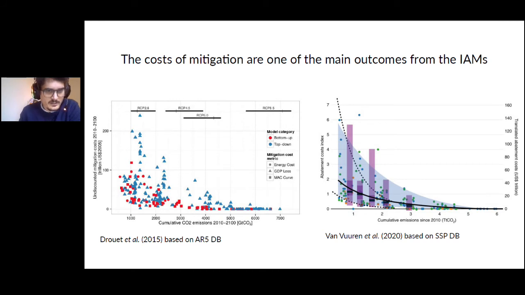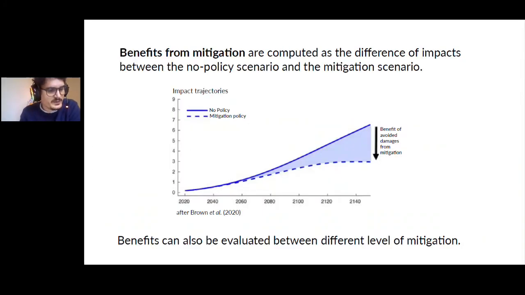But it gives only a partial view of the implication of mitigation, as the ultimate goal of mitigation is to limit global warming, and in consequence, to reduce the impact of climate change. So this reduction is indeed the benefit from mitigation. So how can we get these benefits from mitigation? Well, this is simple. We need to project the impacts of climate change for two scenarios, and the benefits are the difference between the impacts in these two scenarios.